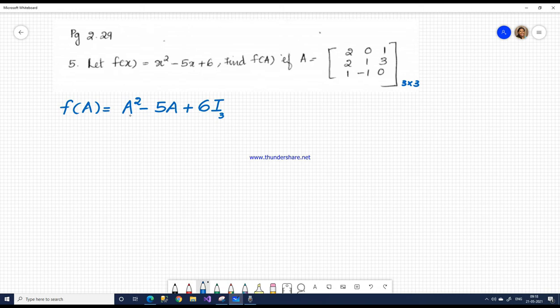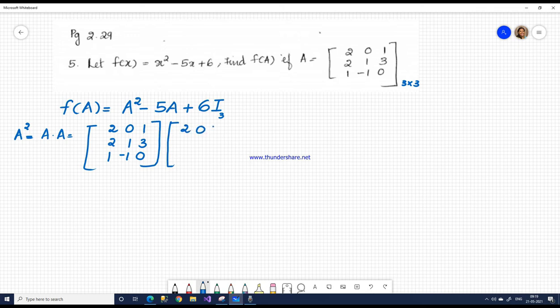Now you have to find the value. Say we got A equal to this. The matrix A is given, so we need to find what is A square. A square will be A into A. So that is 2, 0, 1, 2, 1, 3, 1, minus 1, 0, multiplied by again 2, 0, 1, 2, 1, 3, 1, minus 1, 0.